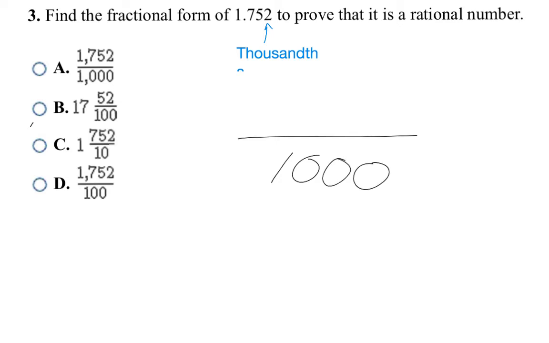Then my second step is to remove the decimal and put this entire number in the numerator. So that's going to be 1,752 in the numerator. Now I've been able to take that decimal and write it as a fraction, so I've proved that it's a rational number. As I look at my answers, they didn't simplify it any more than that, because whether this fraction is simplified or not, it's still a fraction. It still proves it's a rational number. So that's going to make my final answer A.